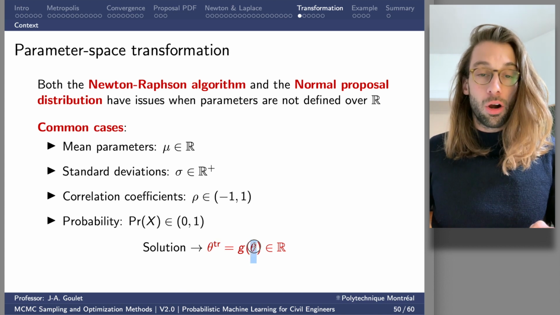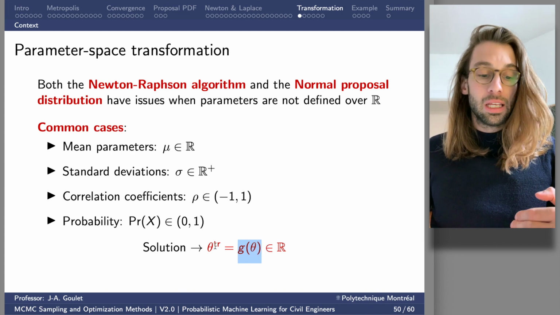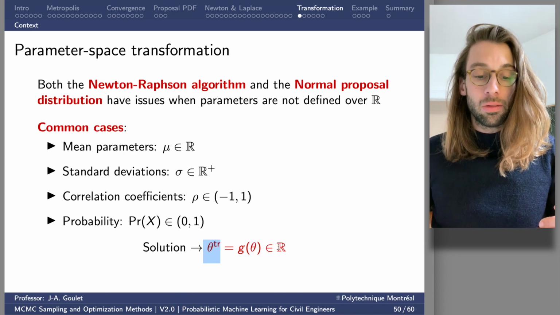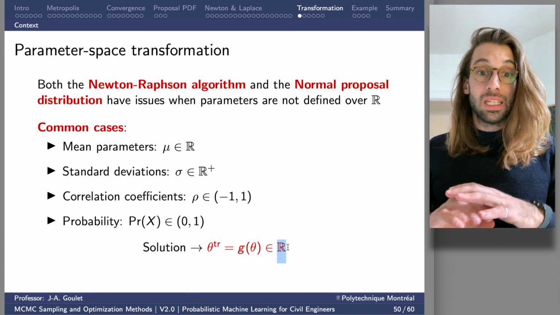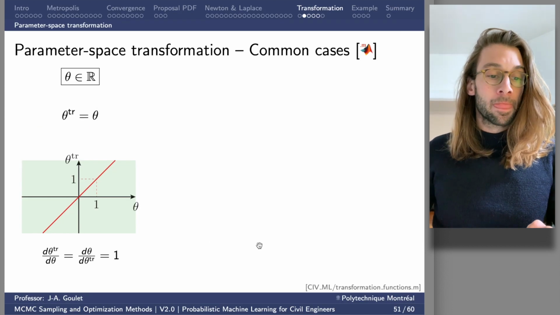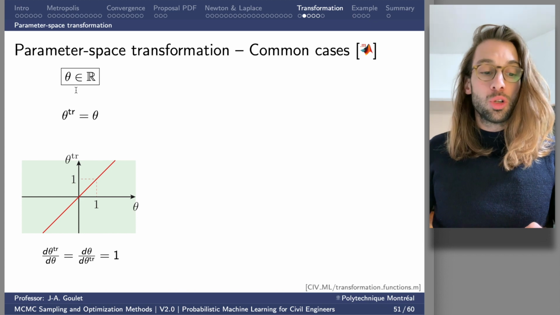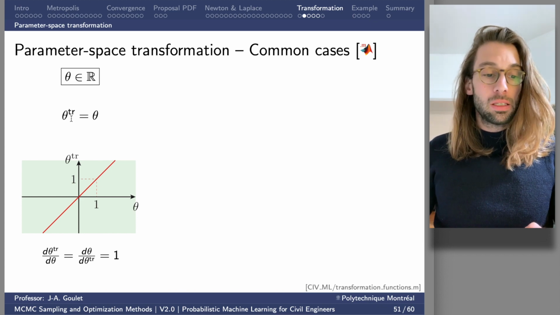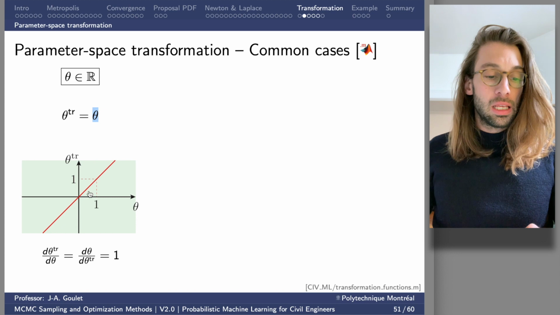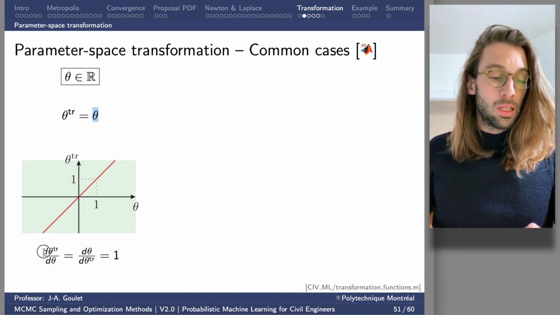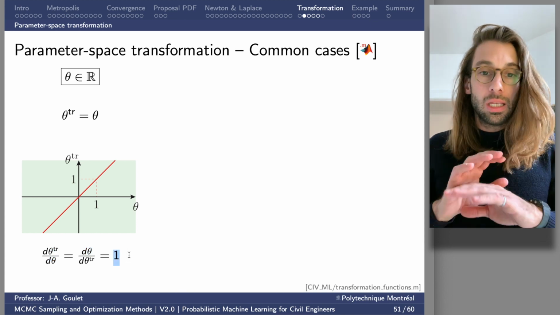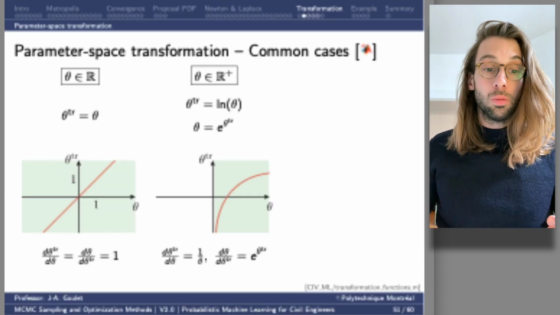Theta is our original space, and we want to use a transformation function such that in our transform space, theta is not defined in the real space, so it's in an unbounded domain. In the case where our original space is already the real space, my transform space and original space are the same thing. This is my relationship, so it's a one-to-one linear relationship. So the derivative of my transformation is simply 1. This is business as usual. We have nothing to do.